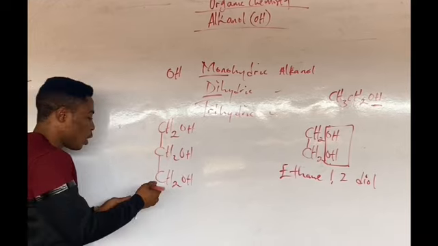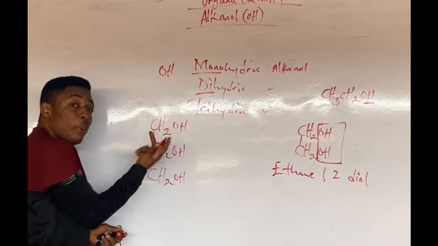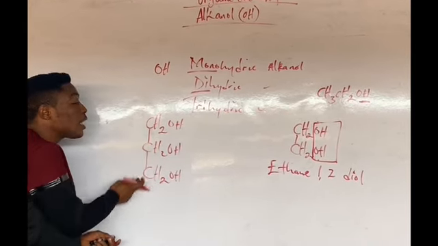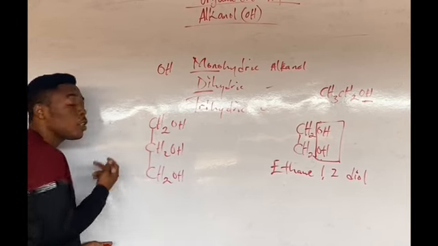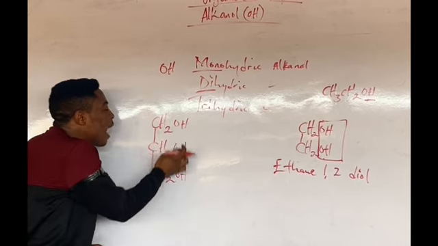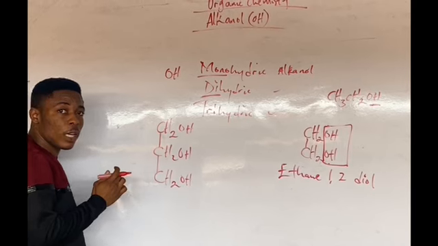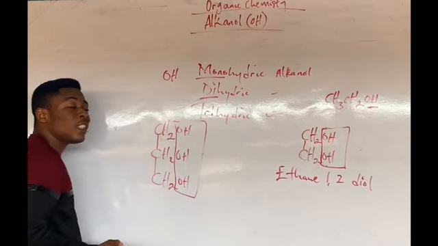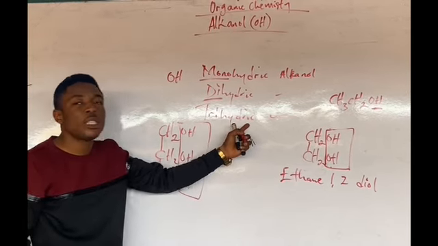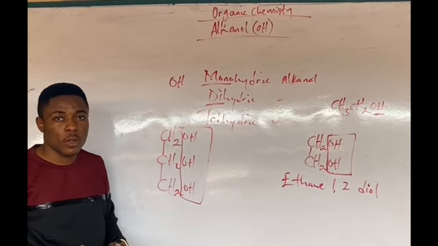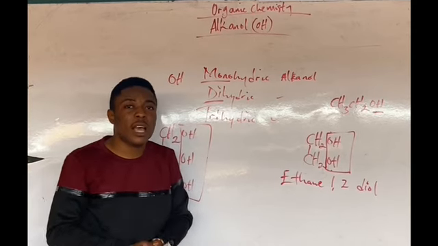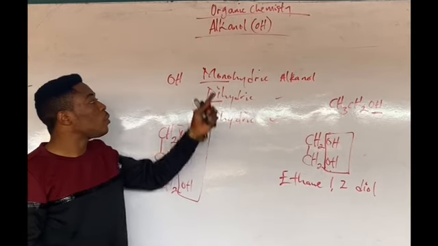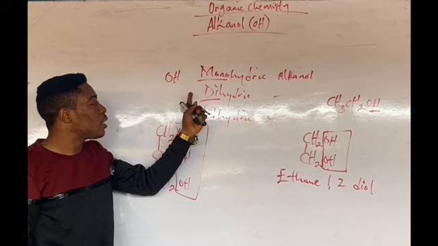Now, in this situation, class, we have propane. Yes, it is propane because we have 3 carbon atoms here. 3 carbon atoms is propane. And then we have 3 hydroxy groups present. So because we have 3 hydroxy groups present, it is what? A trihydric alkanol.